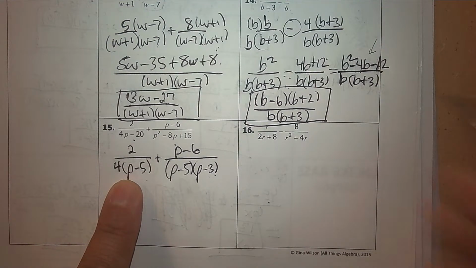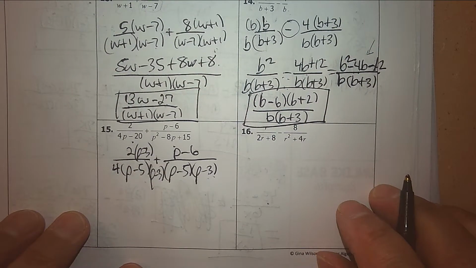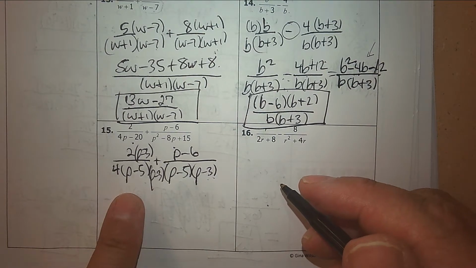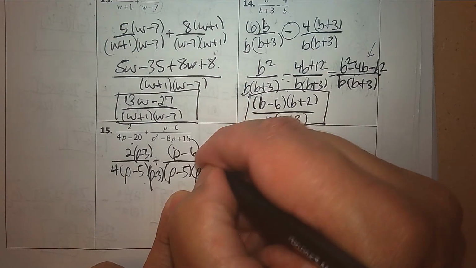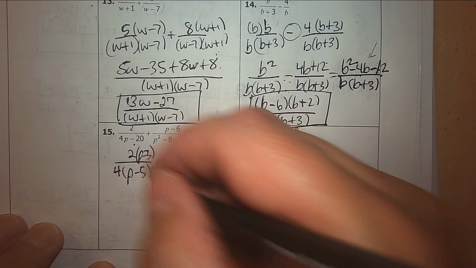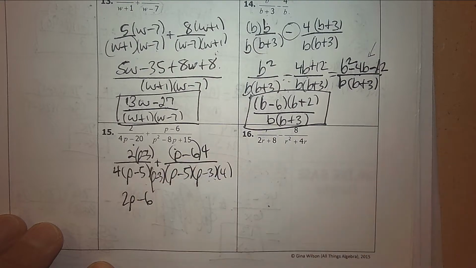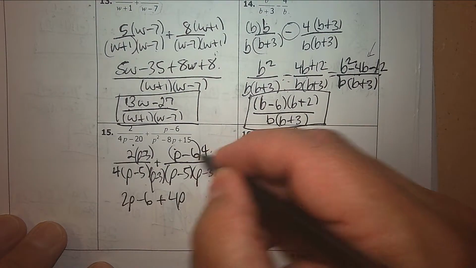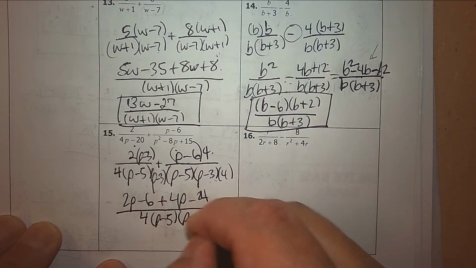P minus 3. So both the numerator and denominator, I'm going to multiply by p subtract 3. Now, look at the second denominator. What's missing that the first one has that the second one does not? So, both the numerator and the denominator times 4. So, we're going to distribute. So, 2 times p and 2 times negative 3. We're going to do it again. P times 4 and negative 6 times 4. Yes? Yes. And the common denominator is going to be 4, p subtract 5, p subtract 3.